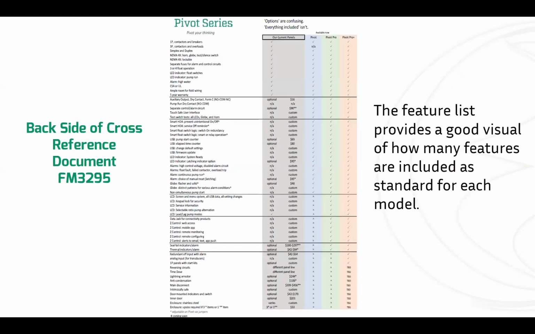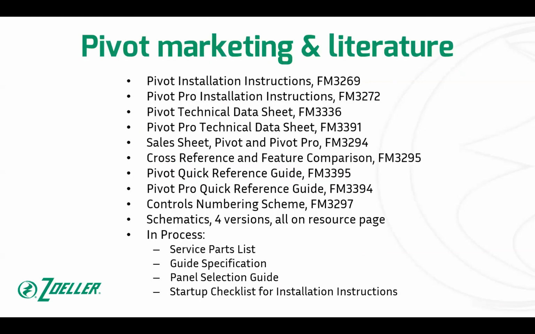There's a comparison sheet on the back of that cross-reference sheet. This is just like a features comparison. I know it's too small to read in our deck here, but all the different marketing and literature resources that are available. Keep in mind, these are all the things that are also available on that QR code page. So when you scan that and go to the web page, those are the things you're going to see.